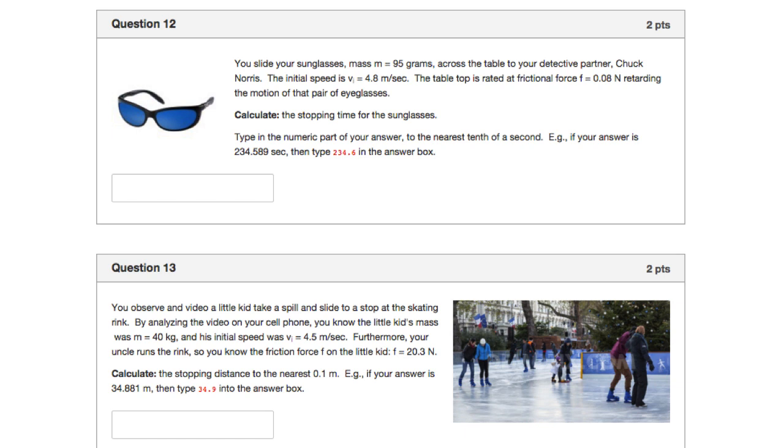Remember, when you have a calculation question in which you type into the answer box a number, it's going to change at least one of the question values, maybe the initial velocity, maybe the mass, maybe more than one for every attempt. Right? So this is my attempt this morning. You might not have had 4.8. You might have had 5.3 for this Chuck Norris eyeglasses problem. But what we do with 4.8, what we do down here with a 40-kilogram little kid at 4.5 meters per second, that strategy will apply no matter what the variables are. All right, so be aware of that.